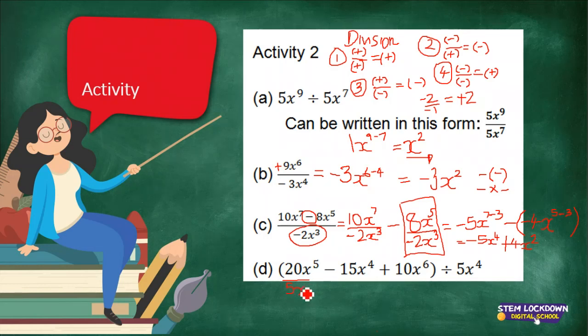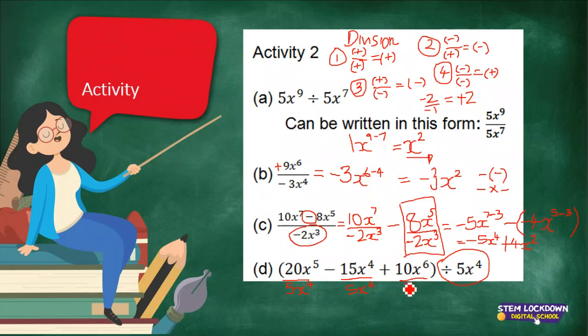okay, you take this and you divide, right? So you can write 20x to the power 5 divided by 5x to the power 4, right? Subtract 15x to the power 4, right? So here you're dividing by 5x to the power 4, right? Plus 10x to the power 6. Again, each and every value is divided by 5x to the power 4, right?